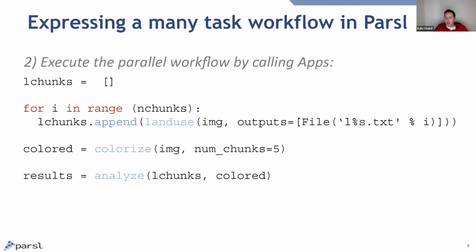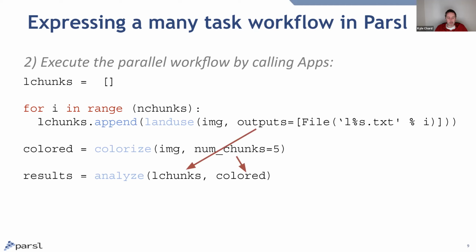And the important thing here, you see no synchronization, right? We're just running these things because we're using this futures library. Futures are coming back, but the processing is not necessarily happening immediately. That's going off and running. And then the third thing we're doing is calling the analyze app, which is that reduce phase, where we're passing in the L chunks, the list of chunks from the land use app, and the colored future. Parsl will understand that this is an invocation that's taking futures as input, and so Parsl will know to wait until those futures are resolved before actually executing that analyze app. So that's your canonical way of using Parsl.